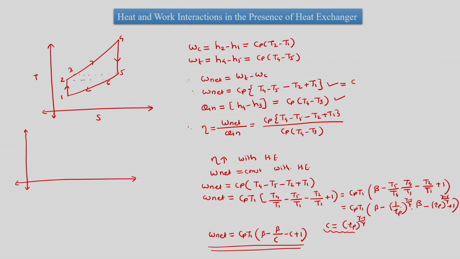or we can rather use this to plot W net, rather non-dimensional W net as W net upon Cp T1, versus Rp. So we can plot it for different Rps. Obviously we mean here that we are plotting with respect to Rp, since C contains Rp and we are working with constant beta and constant T1. So we get a plot like this.